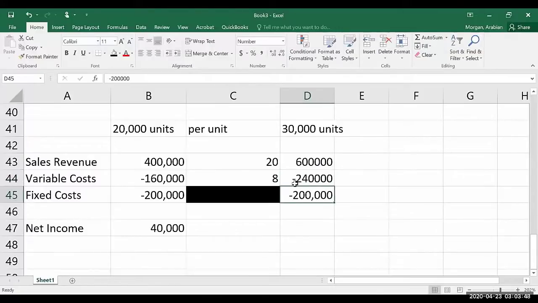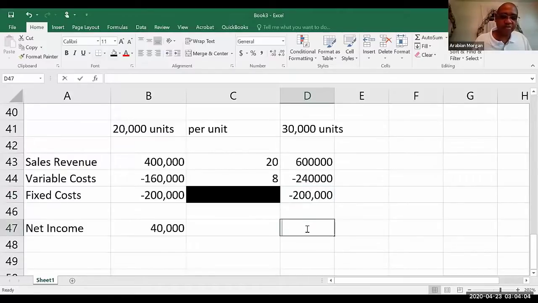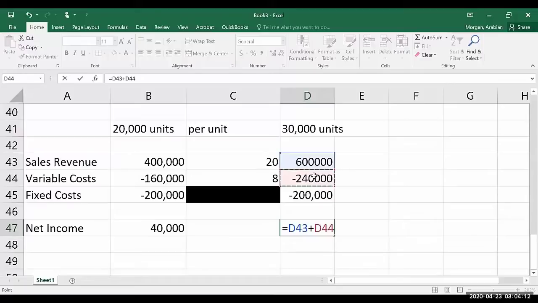Are the fixed costs always the same? The fixed costs when you're creating a budget are the same, unless there's something that causes the fixed cost to change at higher activity levels. Okay, so the net income is going to be $160.